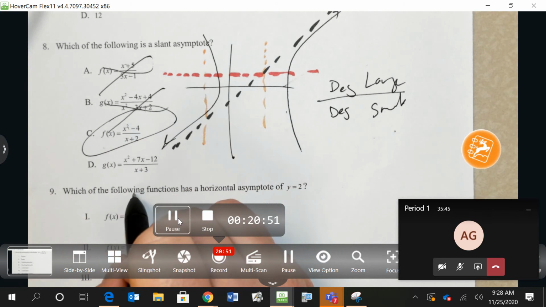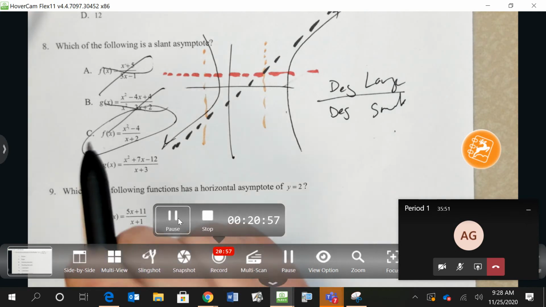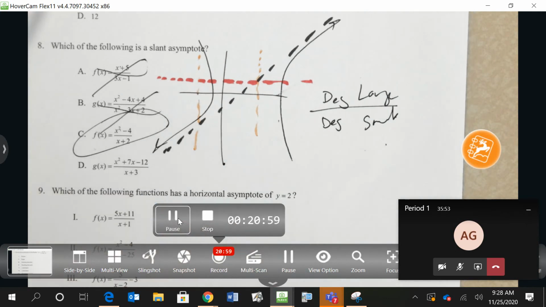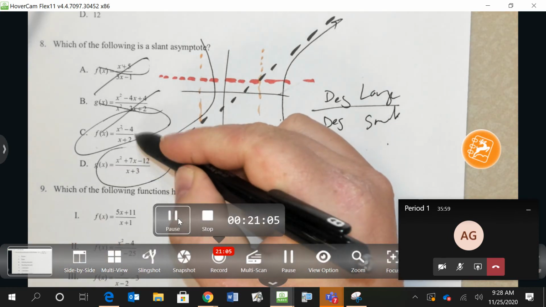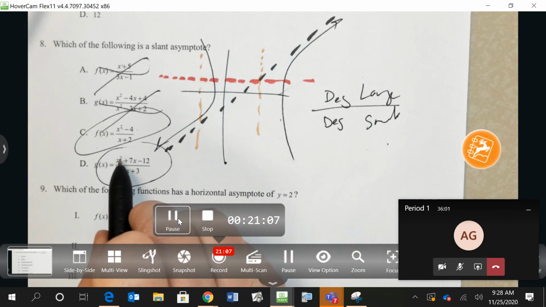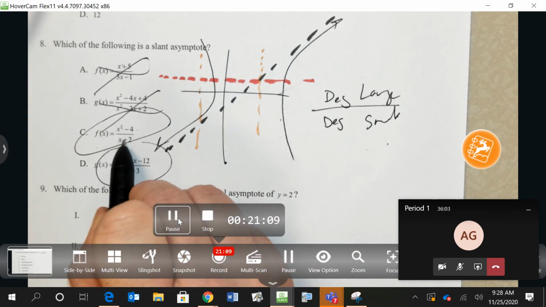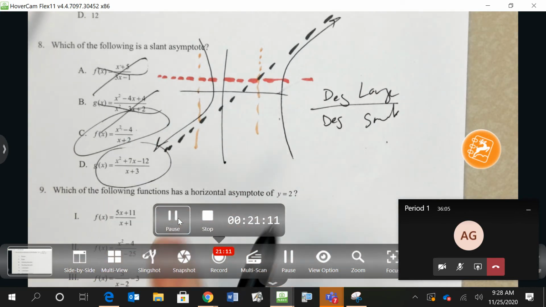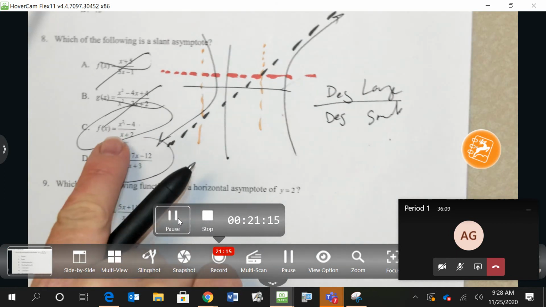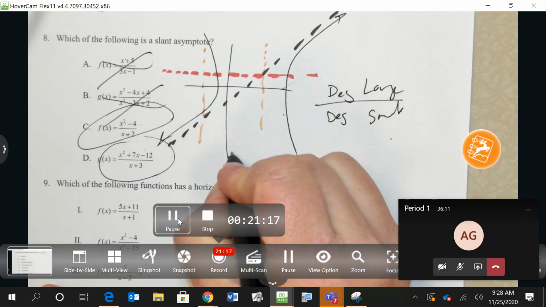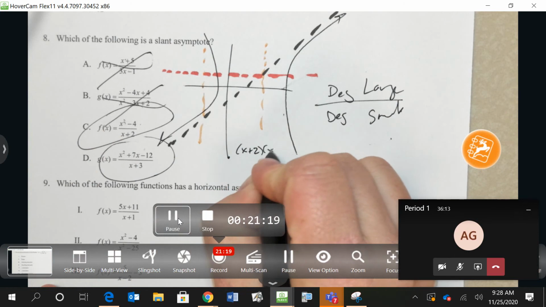Oh, I have to go back here. This is a tricky one. Let me explain why this is tricky. First, we can see, is it possible? These two stand out to me right away, and I go, oh, slant, right? Larger on top than the bottom. But first, you need to actually see, is it possible to simplify this first? For instance, x squared minus 4 breaks into x plus 2 and x minus 2.